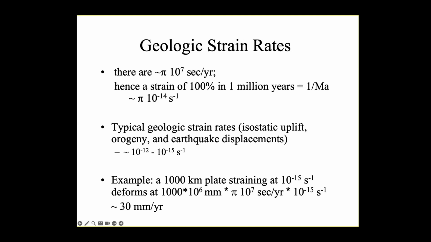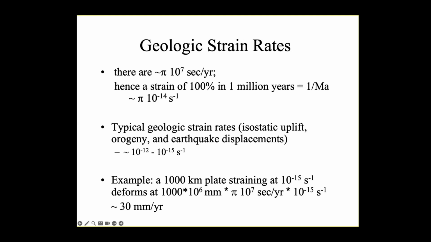So typical geologic strain rates, for example, isostatic uplift, what happens when you take a big ice sheet off of the land and the land rises, or orogenies, mountain building, or earthquake displacements, are typically on the order of 10 to the minus 12 to 10 to the minus 15 per second, right? Very slow strain rates are more like 10 to the minus 15. Very fast geologic strain rates are more like 10 to the minus 12.